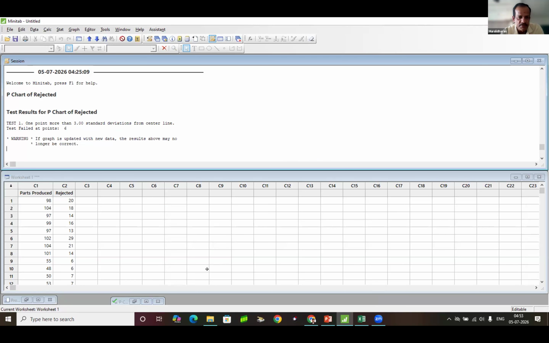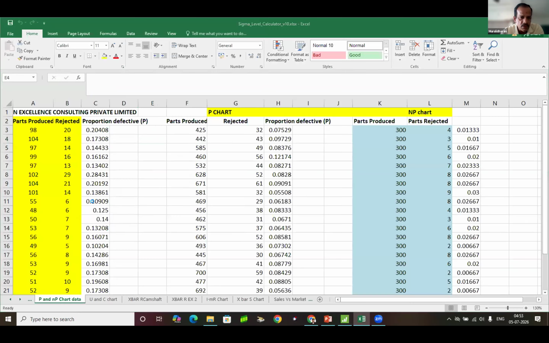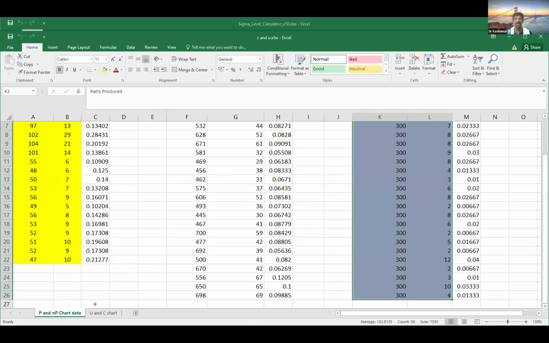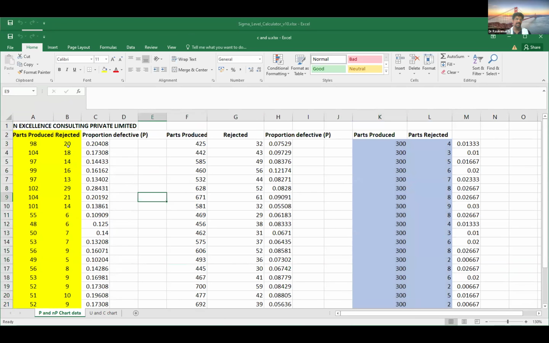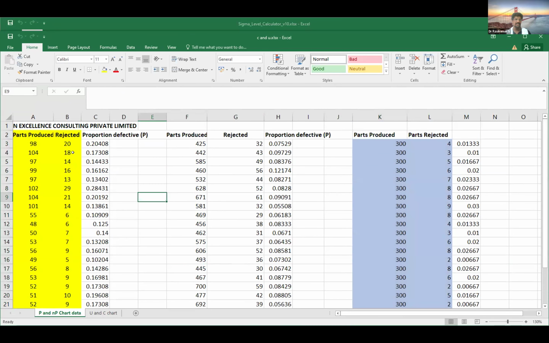Which file? That part produced and rejected, you have to copy, sir. P and NP is there, right? There is a sheet called P and NP. C and U is the file name. If you open it, you could see two sheets. P and NP chart, open that. Then on the left hand side you could see parts produced, parts rejected. Copy the two columns and you can paste it.